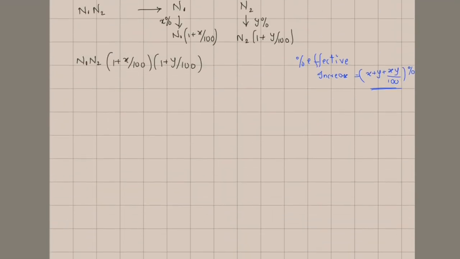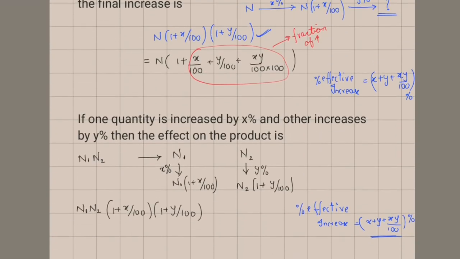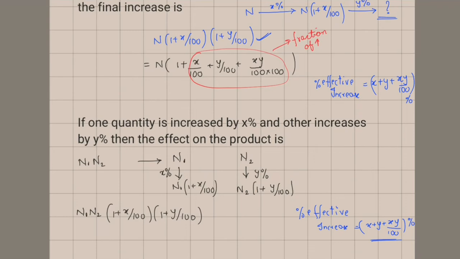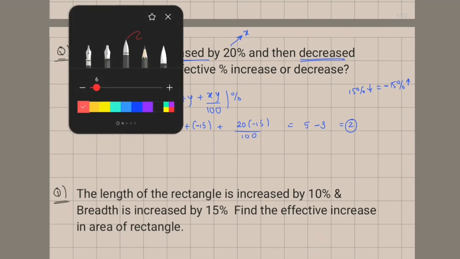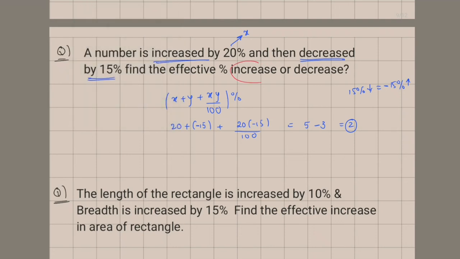ఇక్కడ మనకి x ప్లస్ y ప్లస్ xy by 100 అనేది ఎప్పుడు x% ఇంక్రీజ్ అయ్యి y% ఇంక్రీజ్ అయితే అప్పుడు x ప్లస్ y ప్లస్ xy by 100. ఇక్కడ ఒక క్వాంటిటీ తగ్గింది, సో దాన్ని నెగిటివ్ వాల్యూ తీసుకొని సబ్స్టిట్యూట్ చేయాలన్నమాట. సో 20 into -15 by 100, ఏమొస్తుంది, 20 - 15 is 5, 20 into 15 is 300, minus 300 by 100, which is 3, so 5 minus 3 is 2. So 2% increase. So it is increase by 2%.